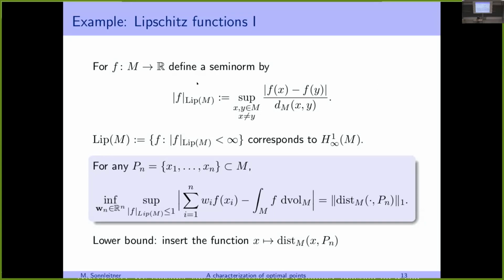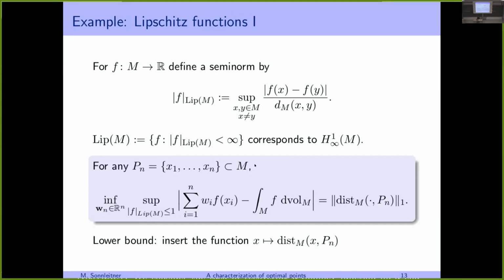Namely, we define a semi-norm of functions like this. So just take the difference between function values and divide by the geodesic distance. And then this function space corresponds to the Sobolev space of smoothness 1. So we take first order differences and take the supremum norm. So it's corresponding to H^1_∞.